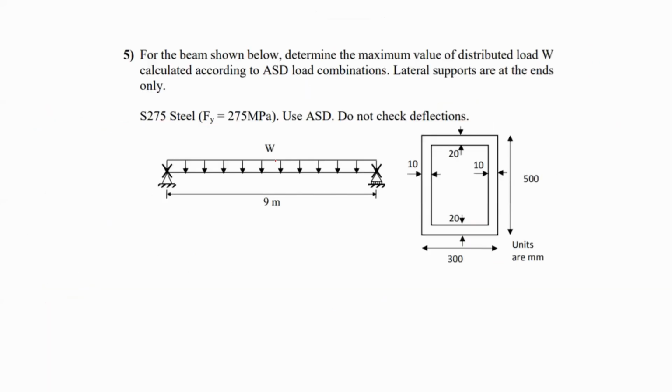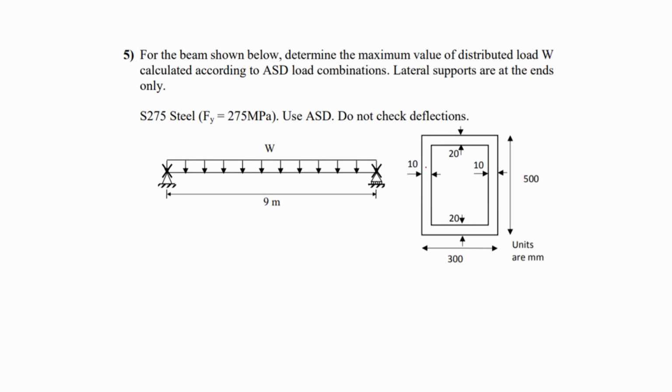Okay, I'm moving on to question number 5. Now, in here it says, for the beam shown below, determine the maximum value of distributed load. Just determine the maximum value of distributed load, W, calculated according to ASD load combinations. Lateral supports are at the ends only, and you're given the steel characteristics, and you're not supposed to check for the deflection in here.